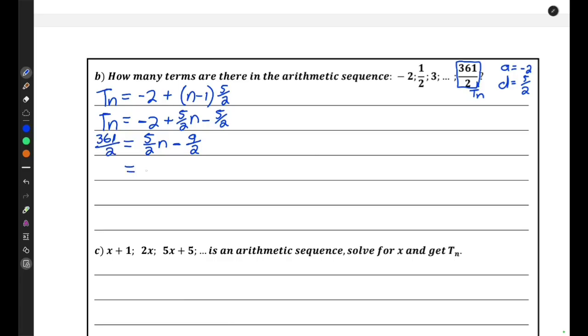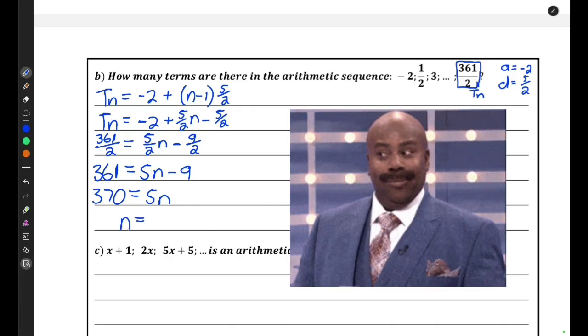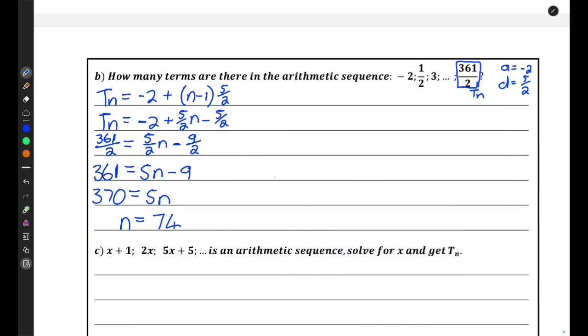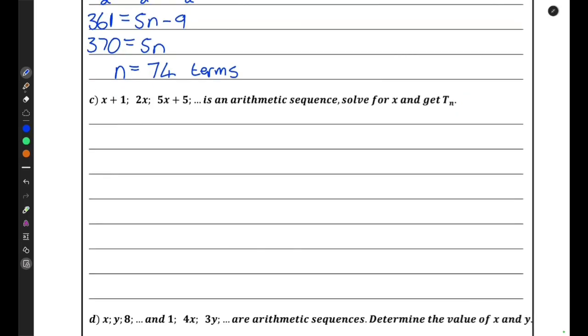I don't like all those fractions, so I'm going to multiply everything by 2 to get rid of them. So 5n minus 9. Going to take it over. 370 is equal to 5n, and then just divide everything by 5. Definitely not doing this on a calculator. In my head, it says it's 74. Perfect. How many terms are there in the sequence? There are 74 terms.